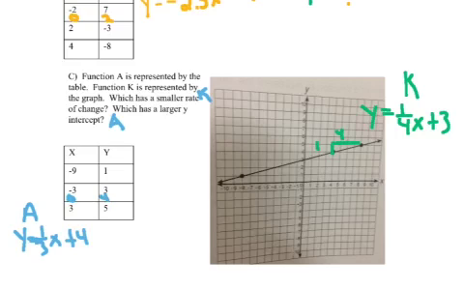Part C, my equation for the table was y equals 1/3 x plus 4. Function K, my equation, y equals 1/4 x plus 3. So the first question says, which has a smaller rate of change, which is also known as your slope? This would be function K, because 1/4, which is also 0.25, is smaller than 1/3, which is 0.33 repeating. Which has a larger y-intercept? This would be function A, because 4 is larger than 3.